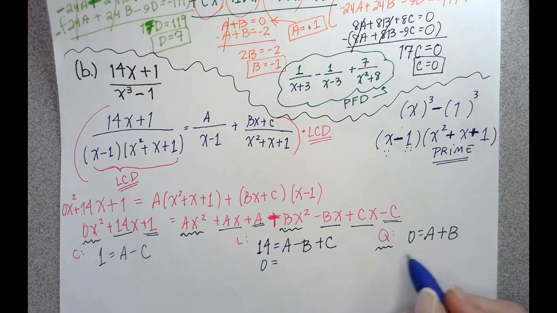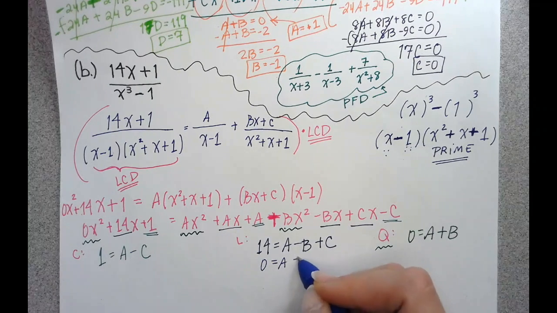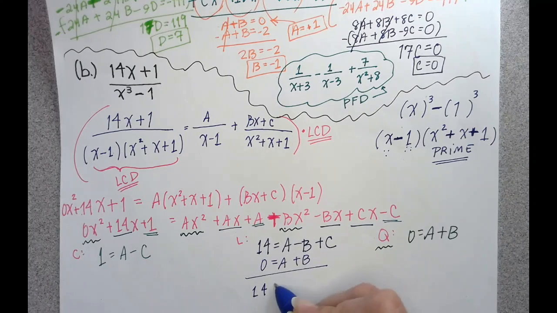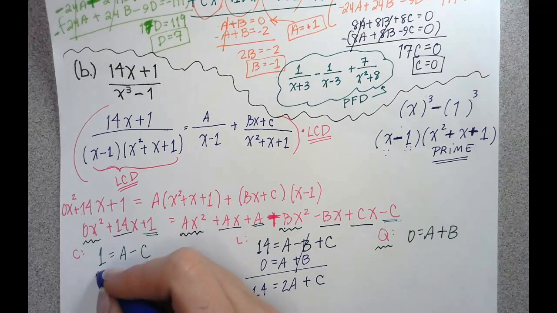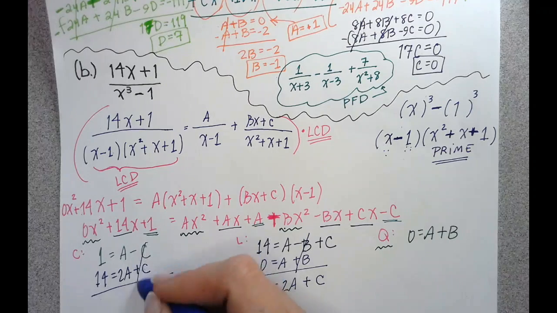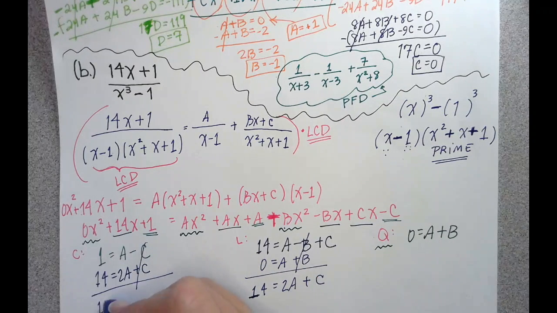If I write it underneath, I have 0 equals A plus B. B is set up already to eliminate. If I add these together, I have 14 equals 2A, that's gone, plus C. Now, you have this right here, we can use with this right here, and C will eliminate. 14 equals 2A plus C. Again, I'm going to add those together now. That's gone. 15 equals 3A. So A is equal to 5.